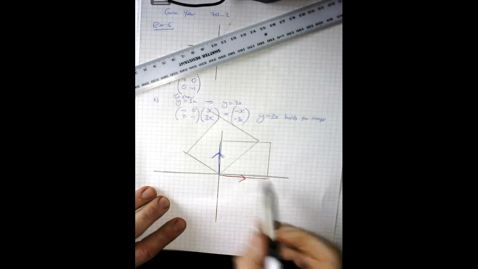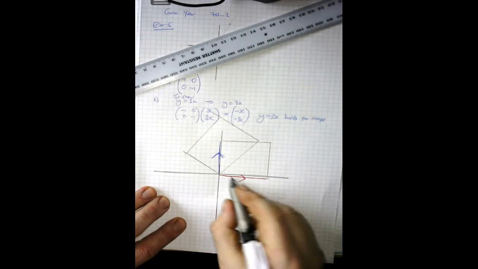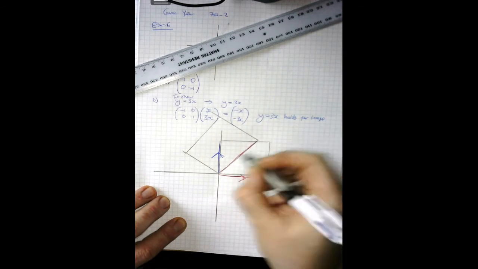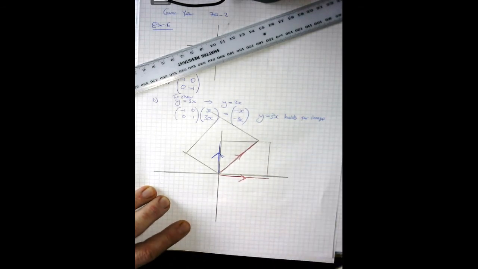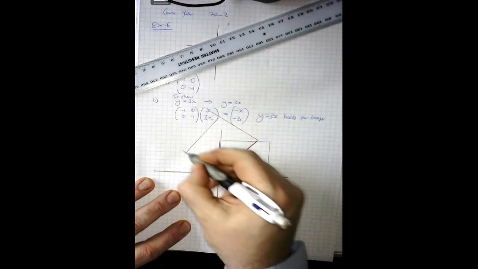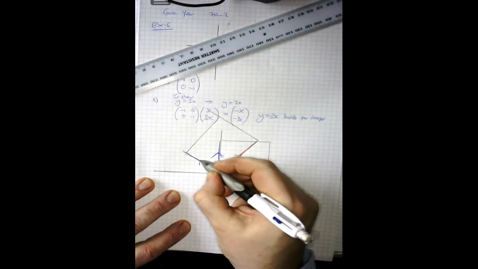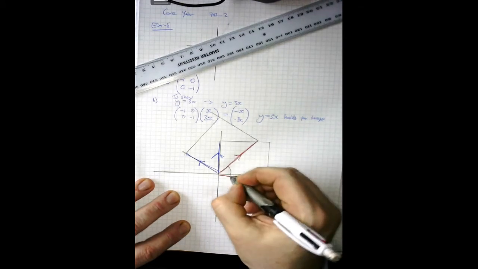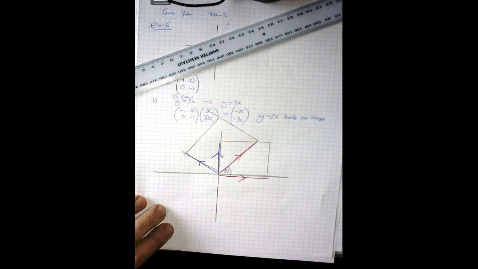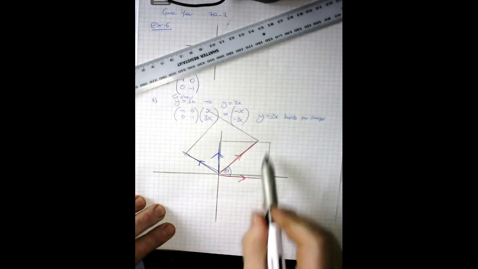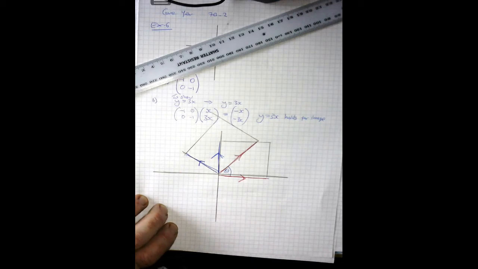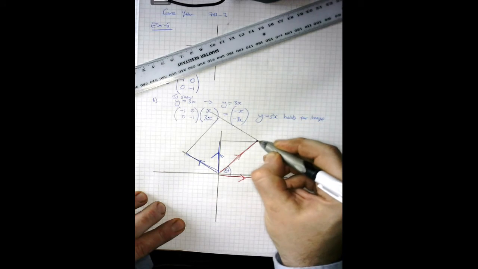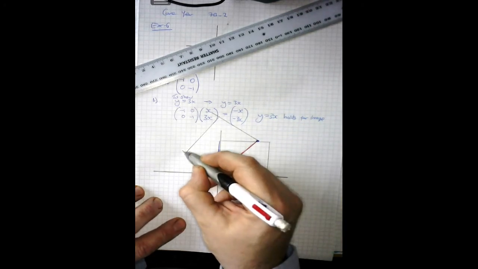And that angle there is theta. Remember, my positive angle is anti-clockwise from the horizontal axis. What I want is the coordinates of that point and that point. Well, if we just consider this triangle, consider this triangle, it's a right angled triangle.